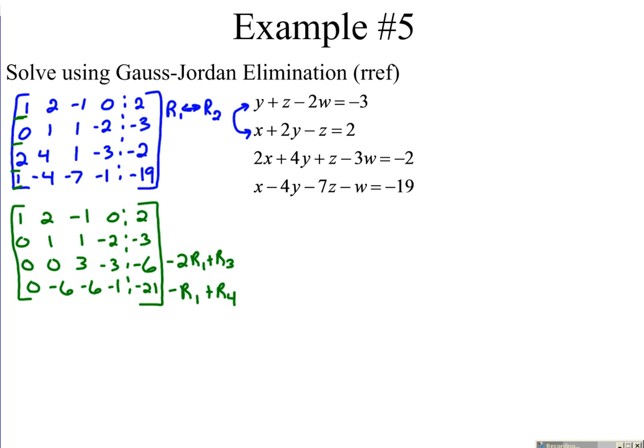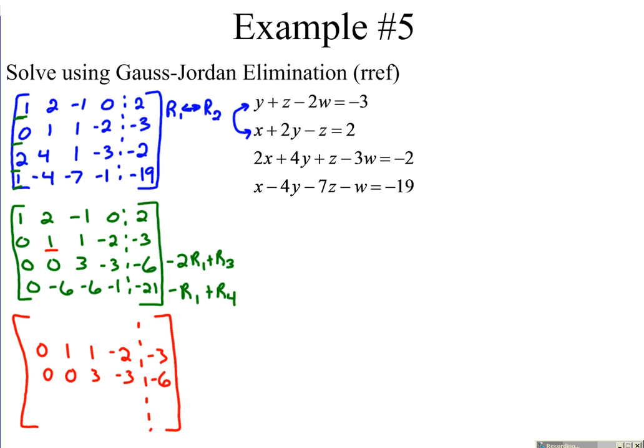Column 1 is done. Same step, now in row 2, column 2. Good thing, that's already been done. Zeros in the rest of the column. So what 2 rows are going to end up unchanged? Well, I have a 1 in row 2, column 2, so that row is going to end up unchanged. And I have a 0 in row 3, column 2, so that row is going to be unchanged. So let's recopy those. 0, 1, 1, -2, -3, 0, 0, 3, -3, -6.